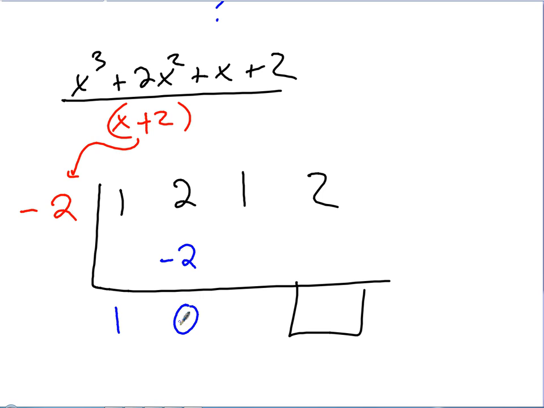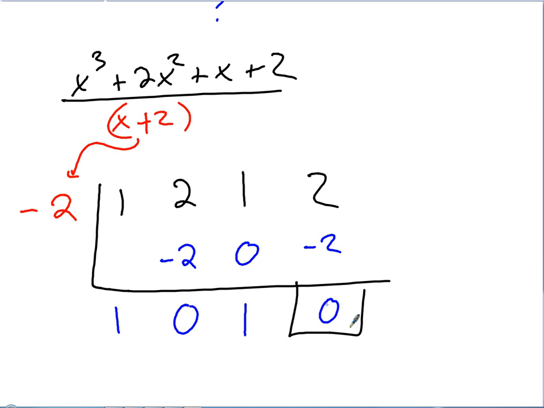Negative 2 times 0 is 0. Plus 1. 1. Negative 2 times 1. We got it, right? Okay, so what does that mean? X squared plus... So these are the coefficients of that quotient. Now, the best way to do this, in my opinion, is start from the back, because if you get a really big answer, it's hard to tell immediately what power that polynomial is.